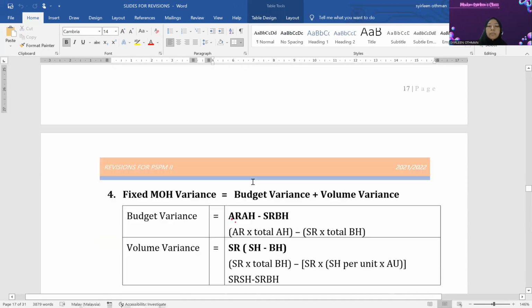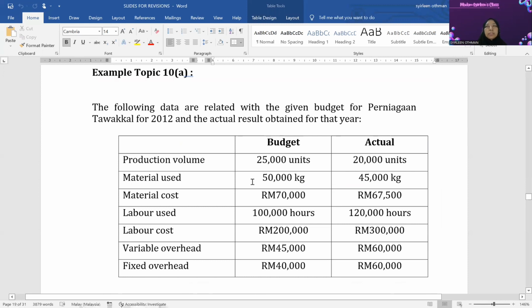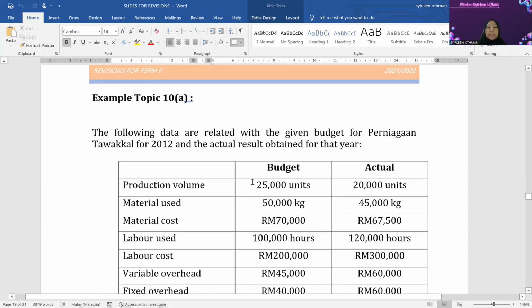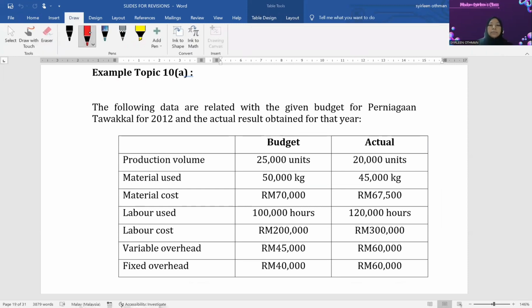The most important thing in this question is that you need to find all the elements needed, so that it is easier for you to use the figures to answer the questions. Let's say in this example for topic 10, you are only given the budgeted values and the actual values. So I can't straight away answer the question based on the information given, because I only have the budgeted figures and also the actual figures.